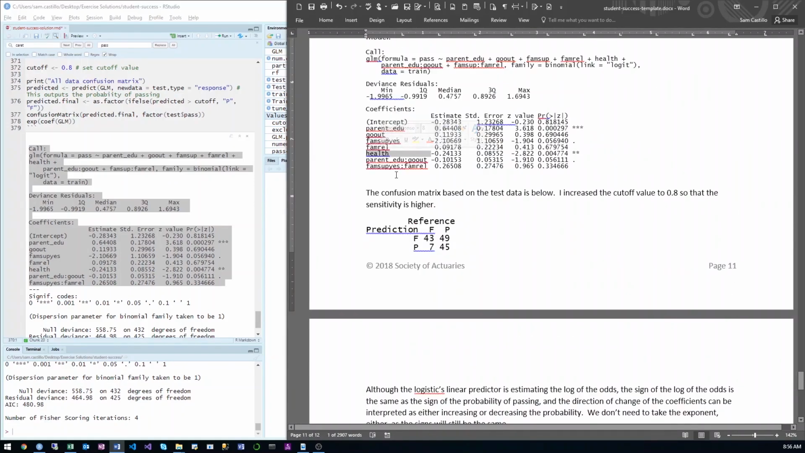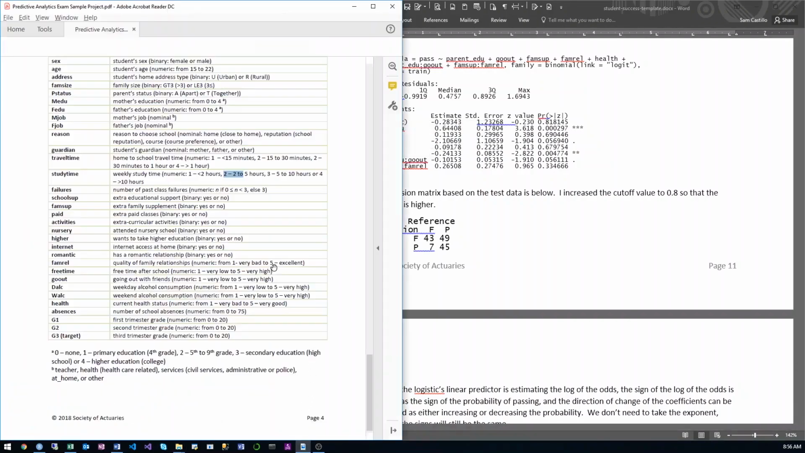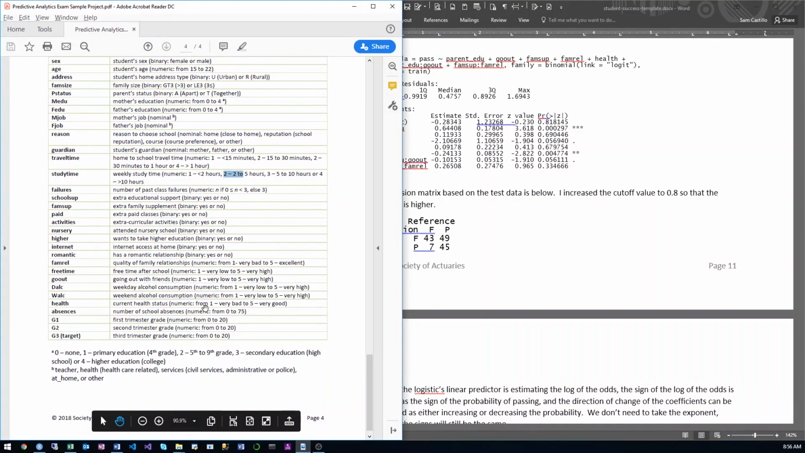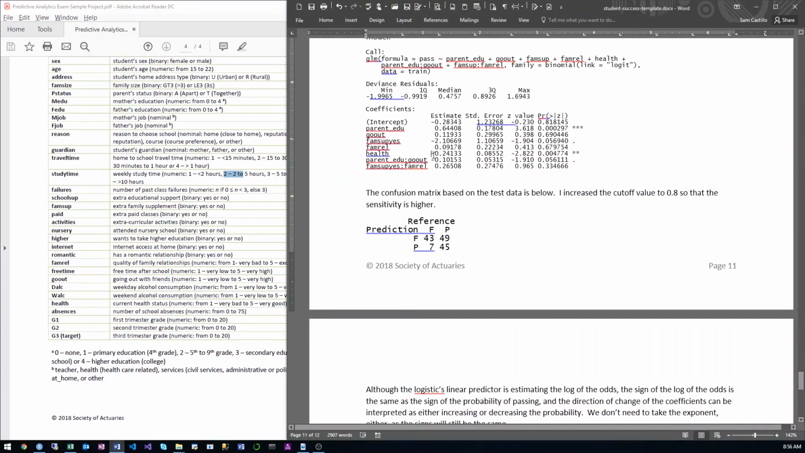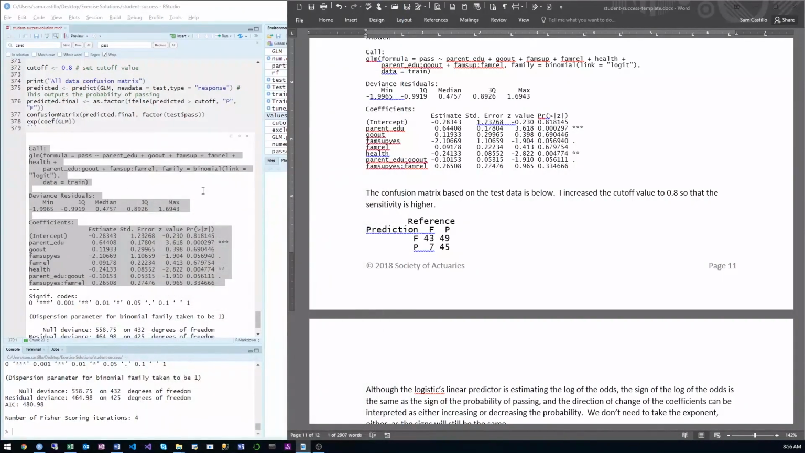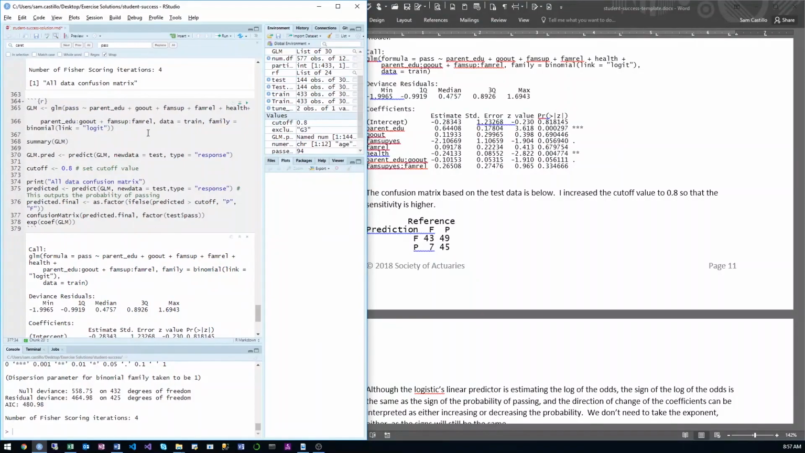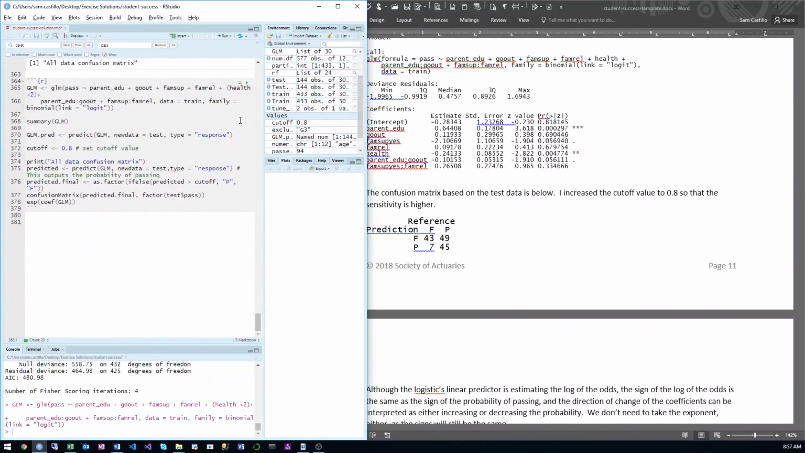Is lower for students who have health. Wait. Health is current health status. 5 is very good. So why would this be negative? I'm very, very confused. Health is negative. Okay, let's use health less than 2. If they're in poor health status, we're going to use an indicator.